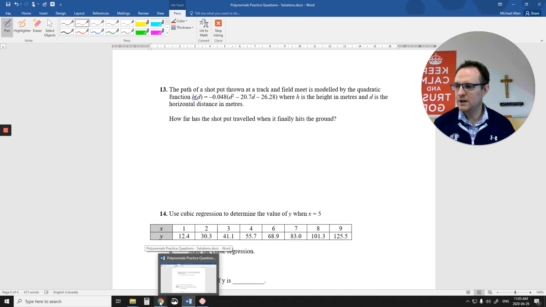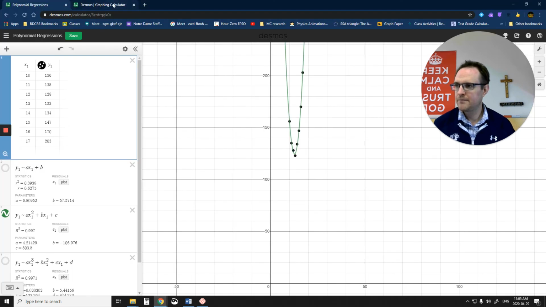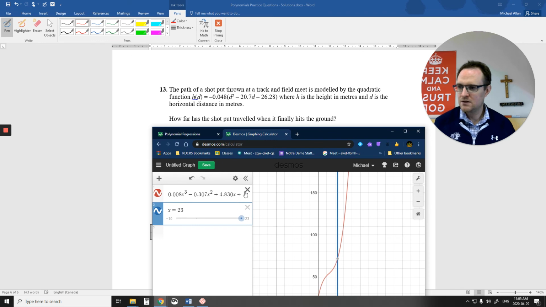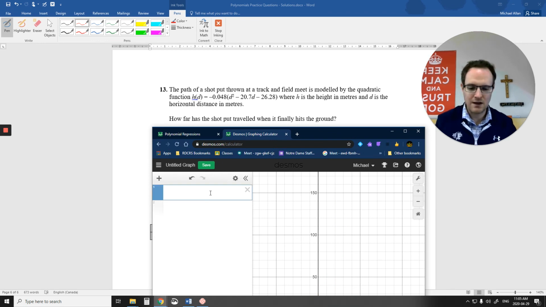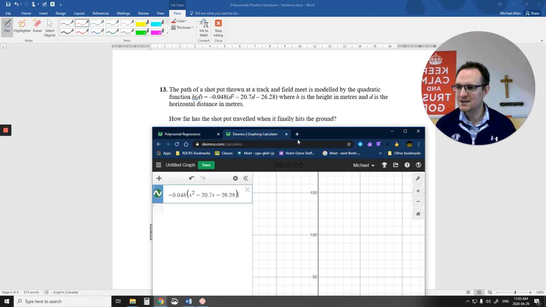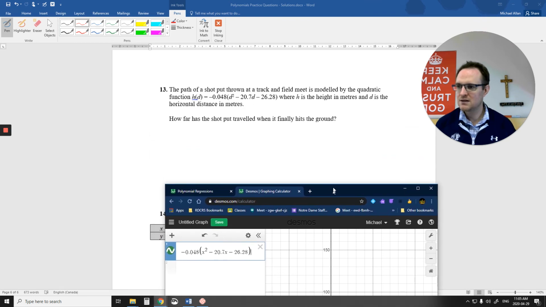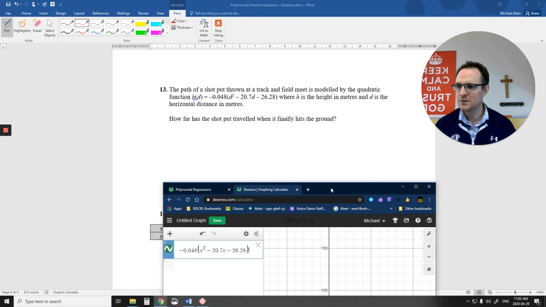Oh yeah, so I want to graph this one out. Remember, when you're graphing these, you can't use other variables, so you've got to use x's. Rather than a d, I'm going to put x squared there, minus 20.7x minus 26.28. Awesome. So we've got an equation where h, the y value, is my height, and x, or in this case d, is the horizontal distance. So how far has the shot put traveled when it finally hits the ground?